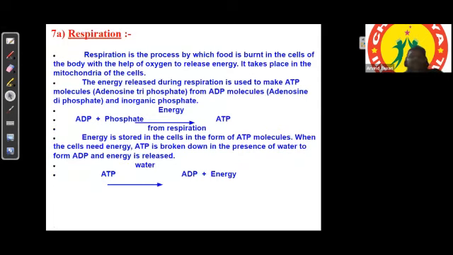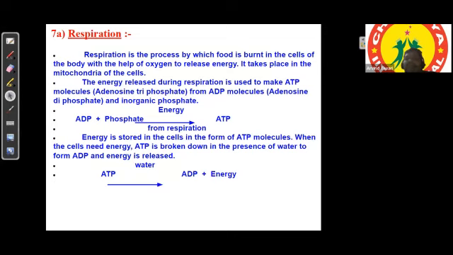So respiration. What is respiration? It is the process by which food is utilized in the cells of the body with the help of oxygen to release energy. Okay, it's not necessary to include oxygen here, as you have two types of respiration, that is aerobic respiration and anaerobic respiration.